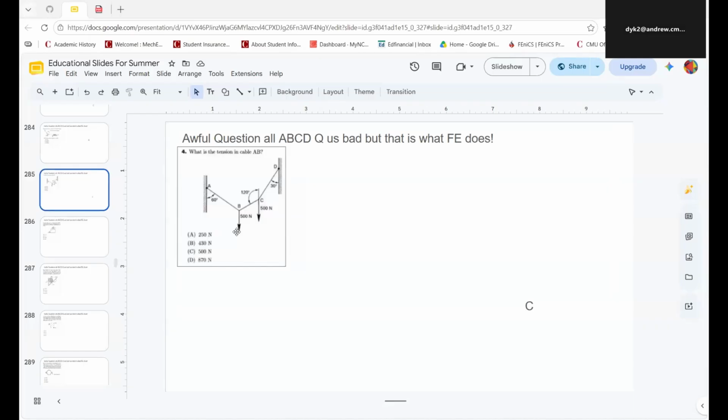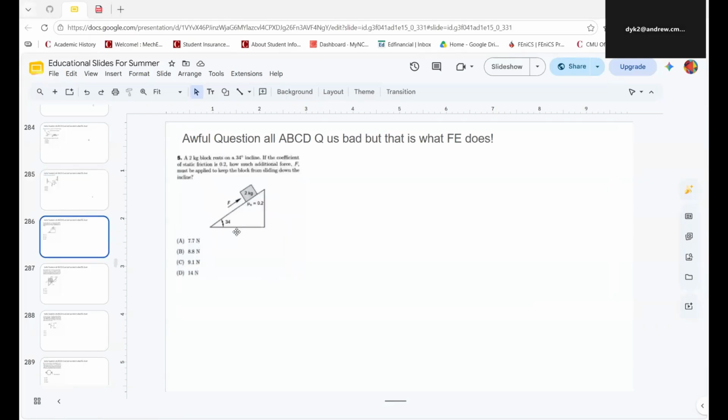All right, next up is this question. A 2 kilogram box on an incline of 34 degrees, if the coefficient is 0.2, which I don't trust. I need to double check if the number is correct. It probably is. If the coefficient of static friction is 0.2, how much additional force F must you apply to keep the block from sliding down? Well, this is a classic question about just figuring out the right angles.